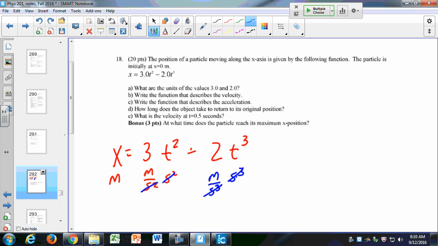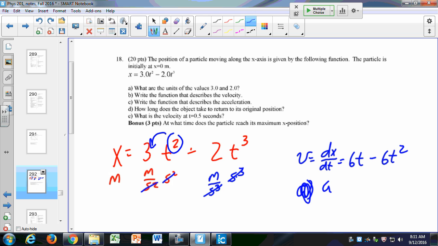This is the x. If you want to find v, you take the derivative of it. So here, v is going to be dx/dt, which is 6t. I multiply this times this, and I reduce 2 by 1, minus 6t squared. And then if I want to find the acceleration, it's the second derivative, or the first derivative of v, dv/dt. That's going to be 6 minus 12t. Okay? So that's what you have to do here and here.